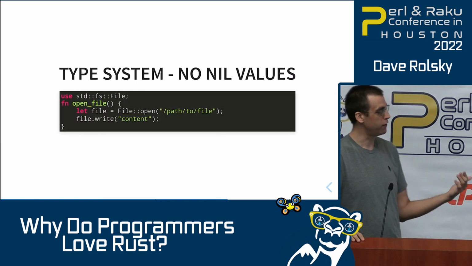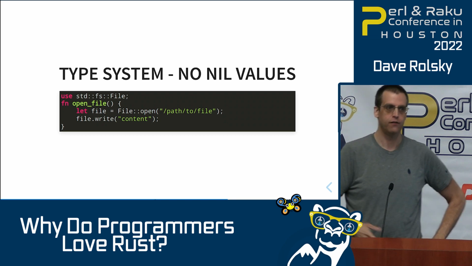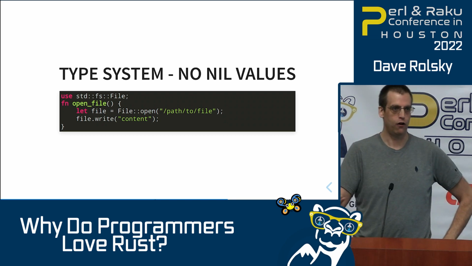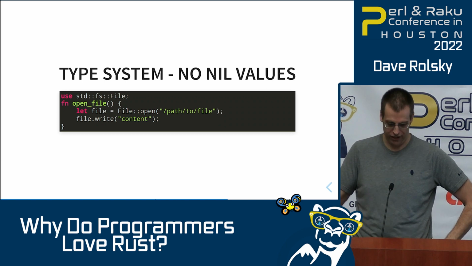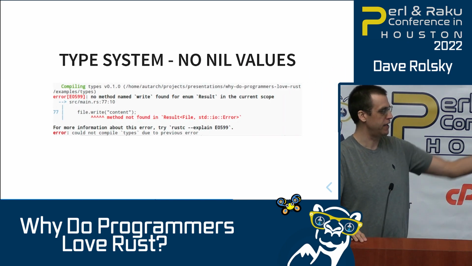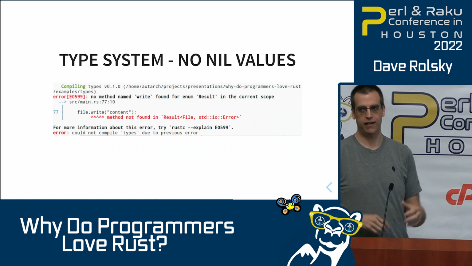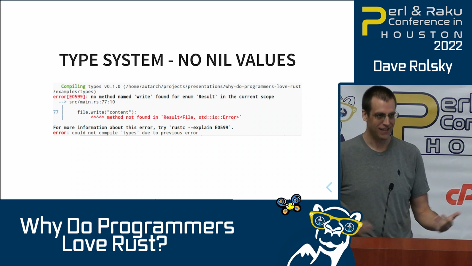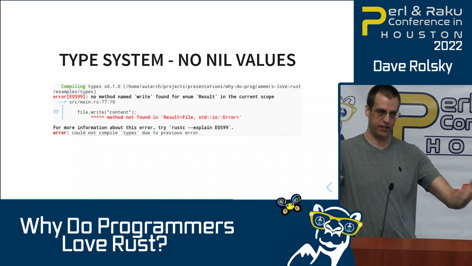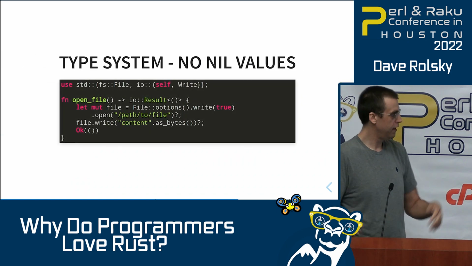Similarly, there's also Result values. So we're going to try to open a file, and then we're going to try to write to the file. Well, as we all know, opening a file is not guaranteed to work. So we're going to get a similar error, method not found in Result of a File in an Error, because the file variable is not the File, it's the Result. And we have to handle that Result and extract the File out of it if the open was successful.